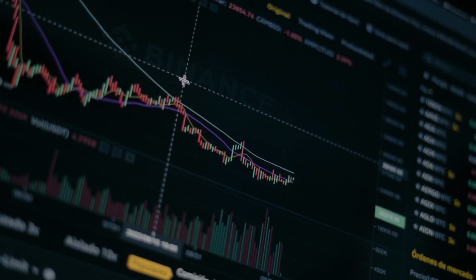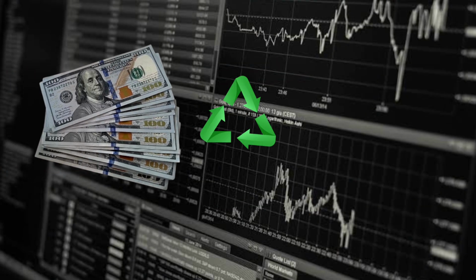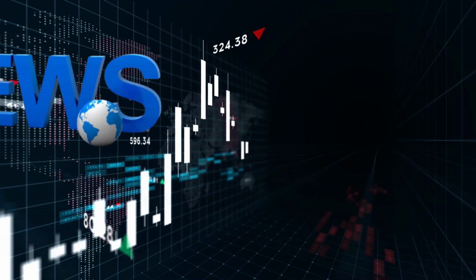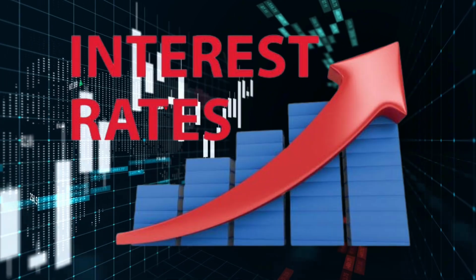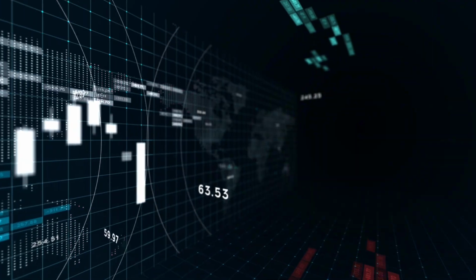We provide informative education on how to trade the forex market. So forex trading stands for foreign exchange. It involves changing currencies based on their fluctuation in price. Different news, economic factors, geopolitical events, monetary policy, and interest rates affect how prices weigh against each other.